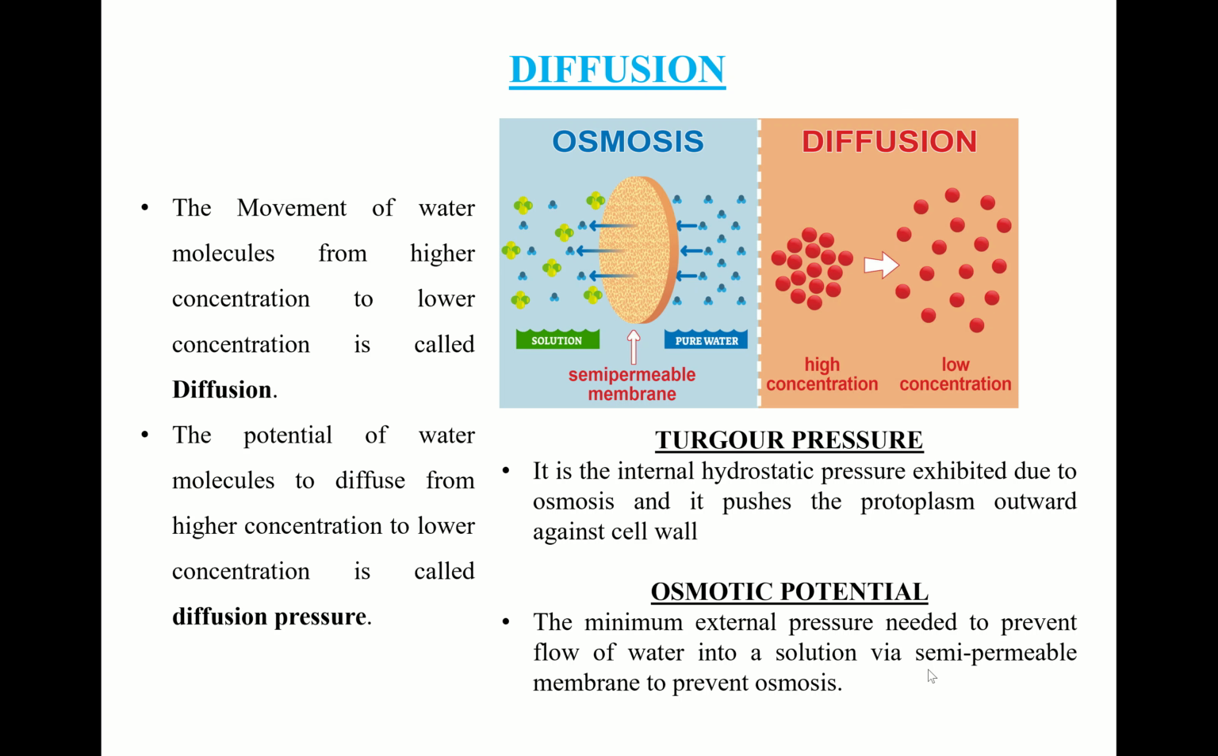Okay, what is osmotic potential? It is the minimum external pressure needed to prevent the flow of water into a solution through a semi-permeable membrane, to prevent osmosis. Basically, you can say this is osmotic pressure. It is the pressure required to stop the osmosis process. It means it stops the movement of water molecules from higher concentration to lower concentration.